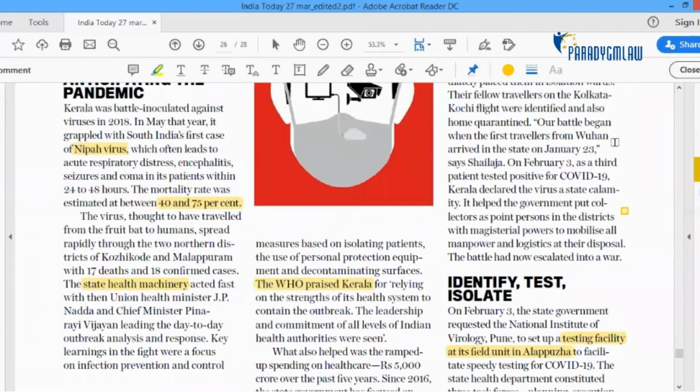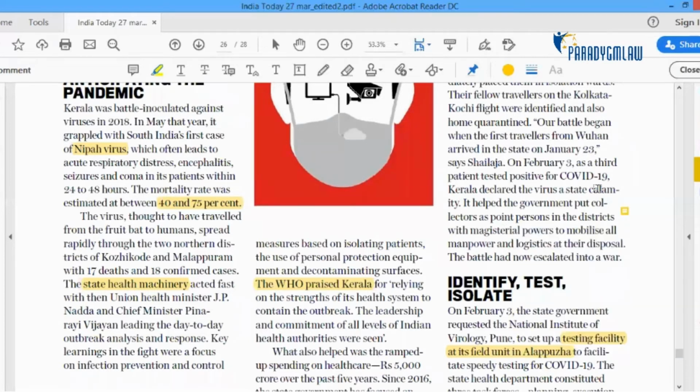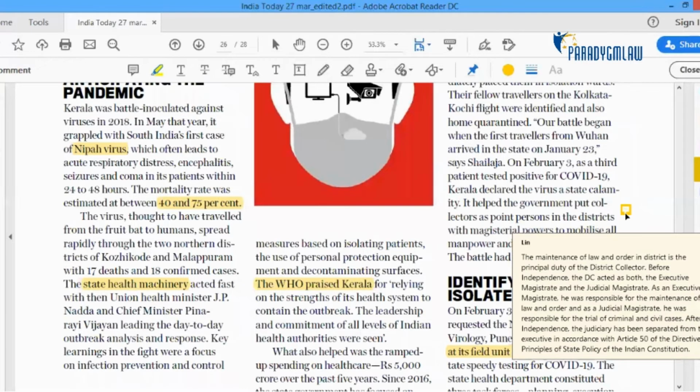Now, let's look at something that the government did, which is an administrative step. They've put collectors as point persons in districts with magisterial powers. Now, we know that the maintenance of law and order is the principal duty of district collectors, right? Now, prior to independence, the DC, the district collector, acted both with judicial as well as magisterial powers, but that was removed after independence. Now, the judiciary is separate and the executive is separate.